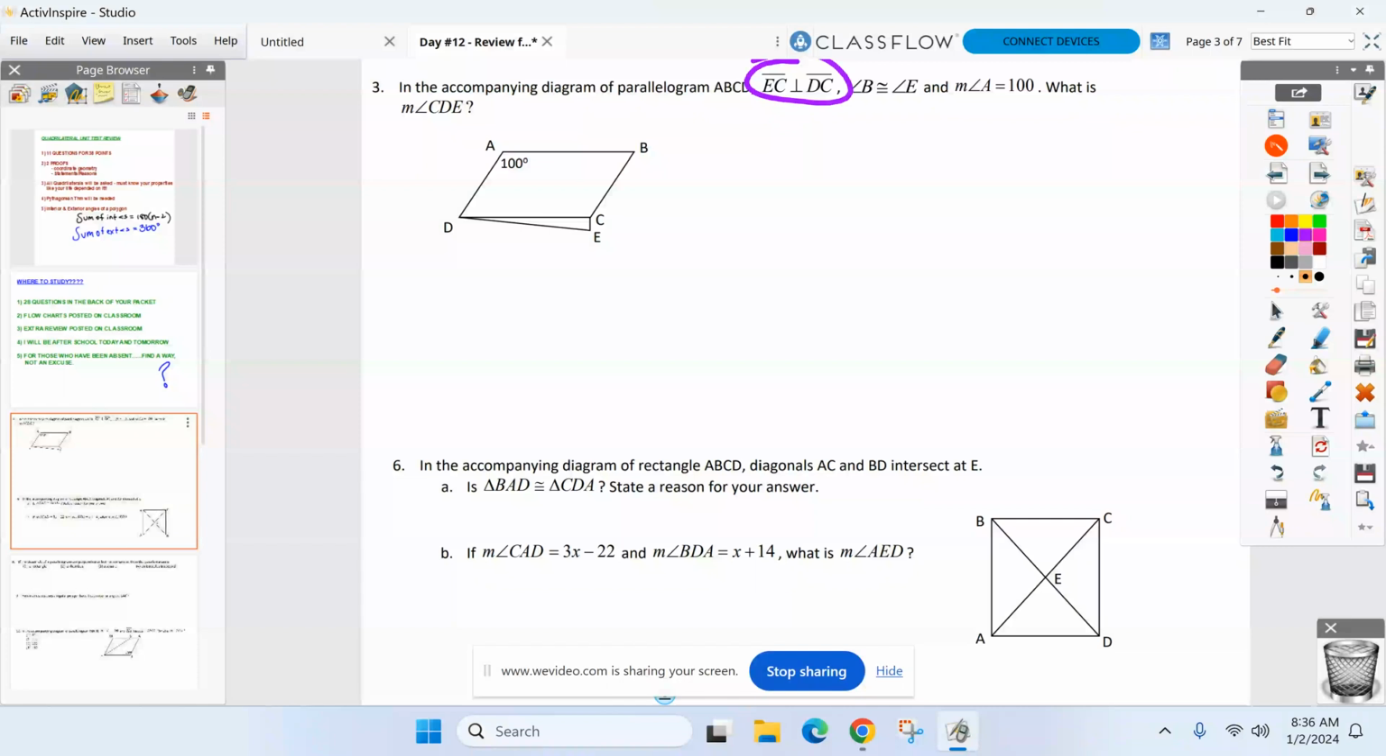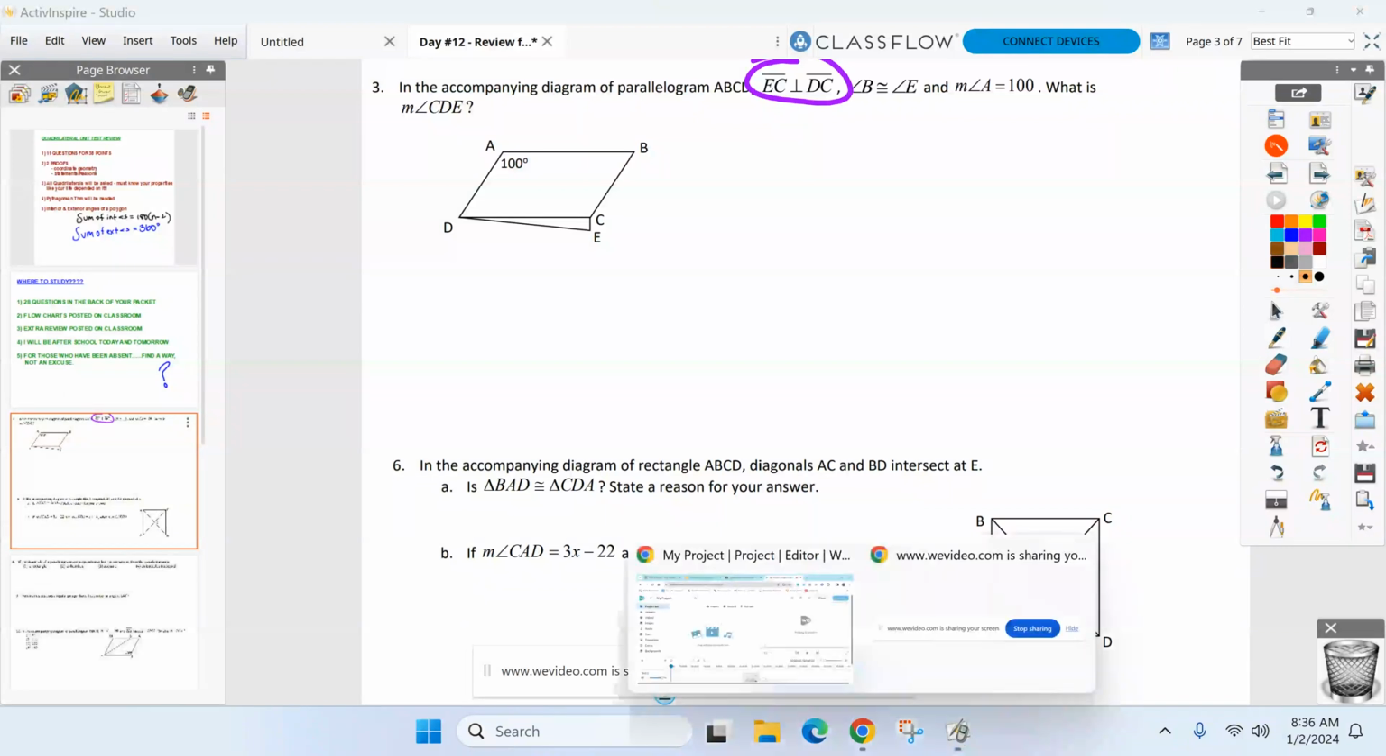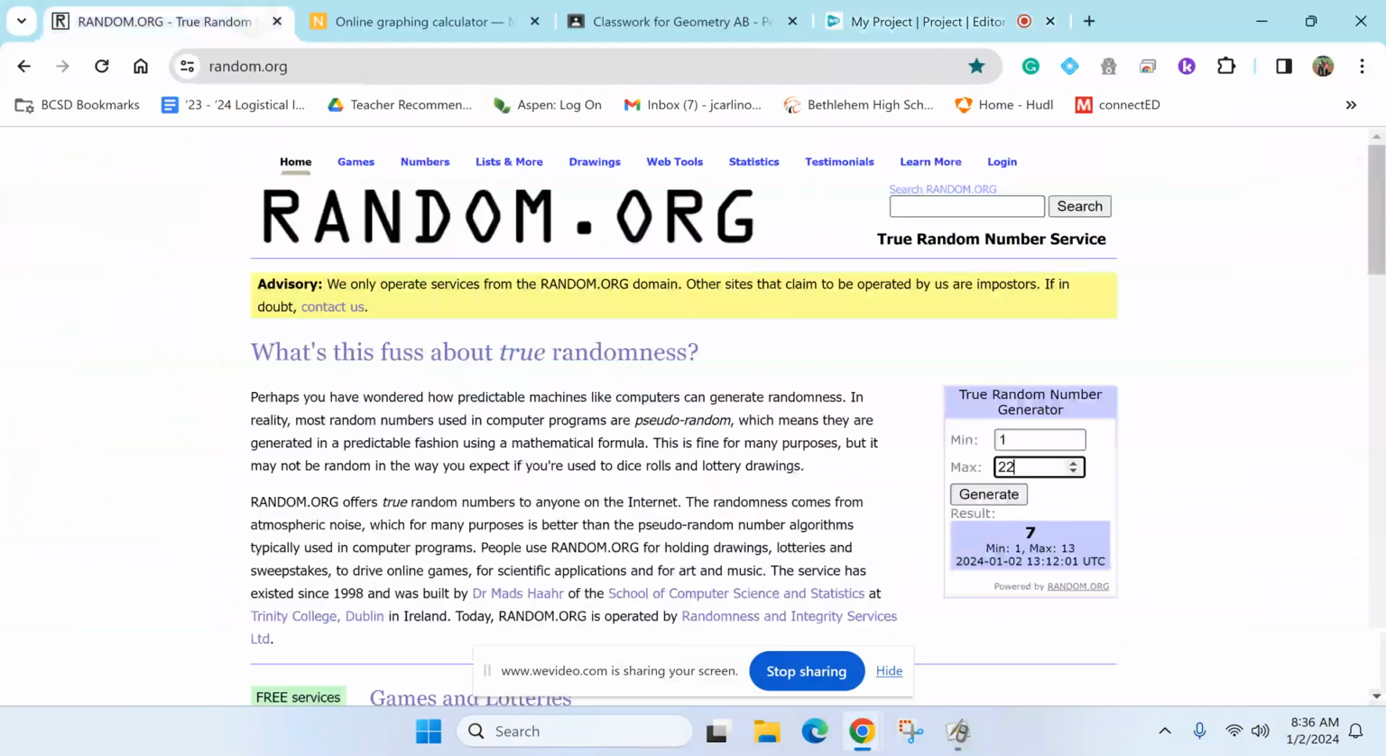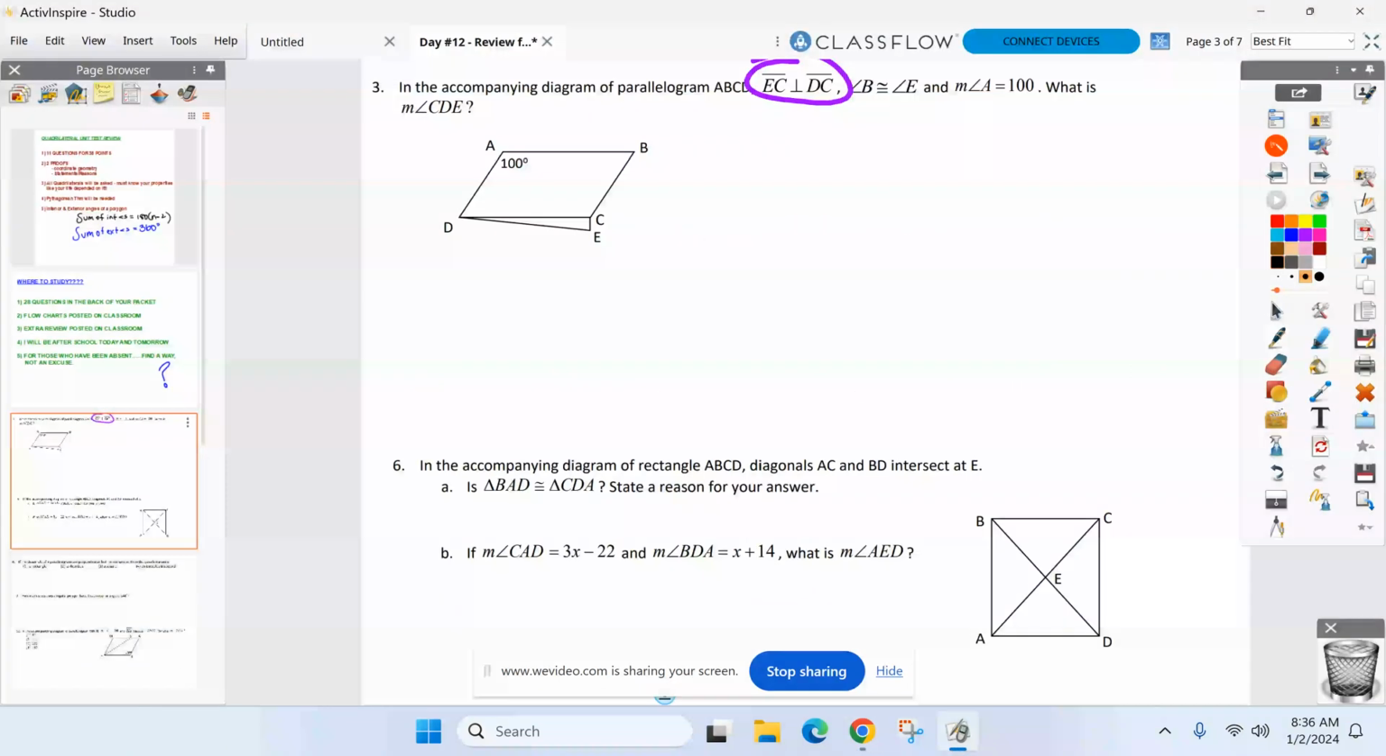All right, let me start with somebody first. If those 2 segments are perpendicular, what are you putting on your diagram and where are you putting it? EC perpendicular to DC. What's going on your diagram? A right angle. Right here at angle DCE should be a right angle. We're told that B and E are congruent.